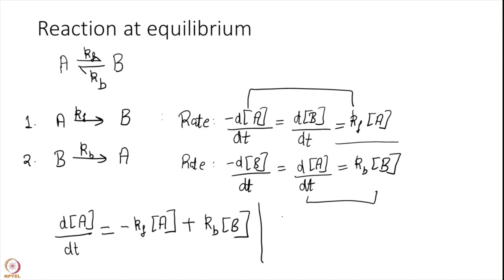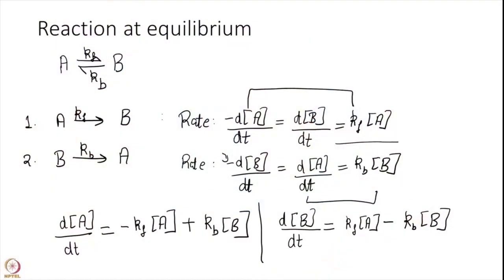I can write a corresponding equation for dB over dt. dB over dt again appears twice in both equations. From the first equation, the contribution is positive Kf A. And if you see that in the second equation, I have a negative sign here. So, I have a minus Kb B. So, this is how you write a rate law equation for complex equations.